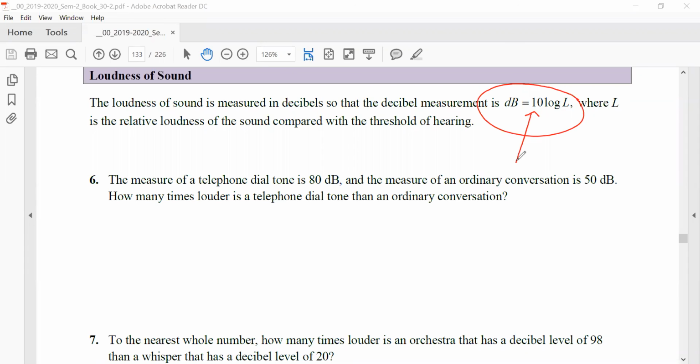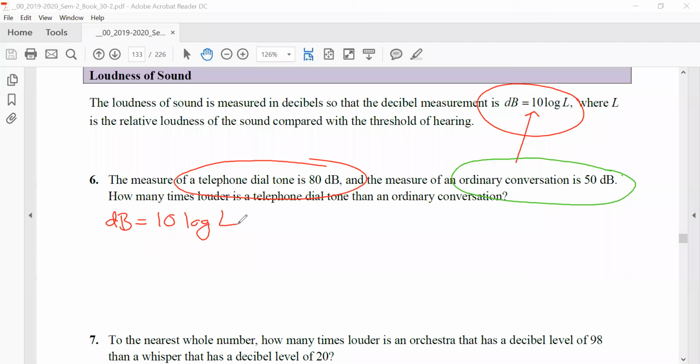Okay, here's a telephone dial, which there was a day when we called each other all the time instead of texting. And there's ordinary conversation. So again, I'm stuck. I don't know what I'm doing, but my teacher gave me a formula. Let's use it. Oops, I missed my 10. Let's use it. Right. So my telephone dial has a decibel of 80.